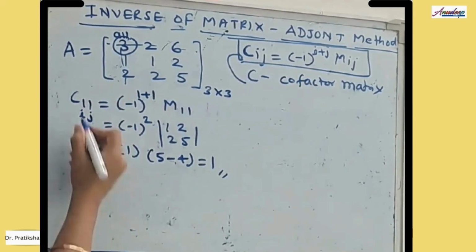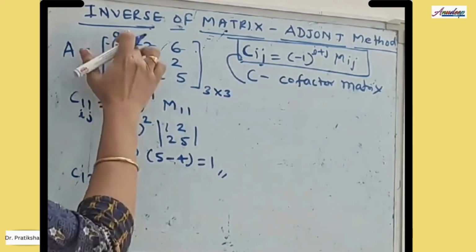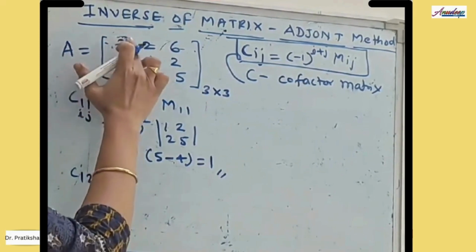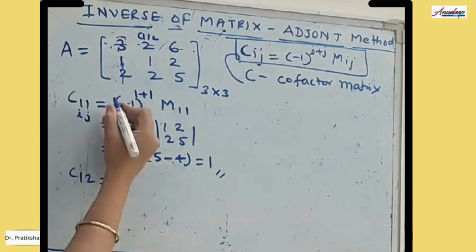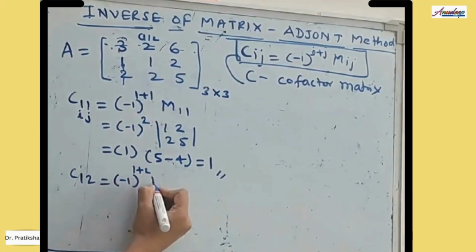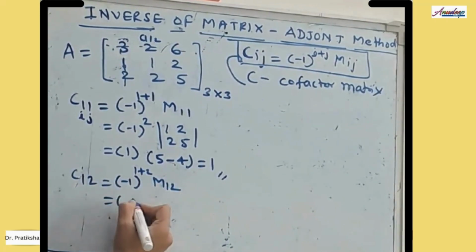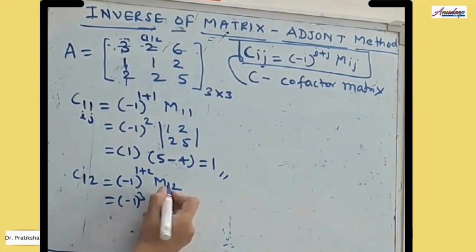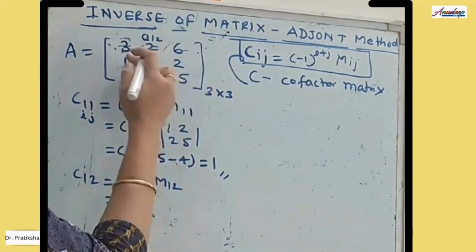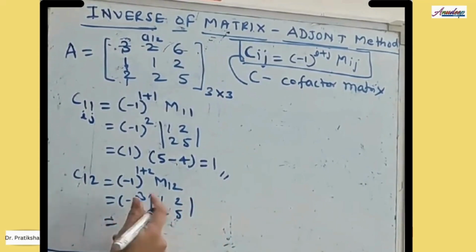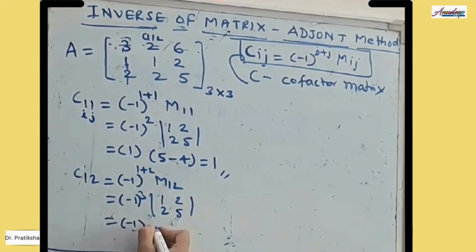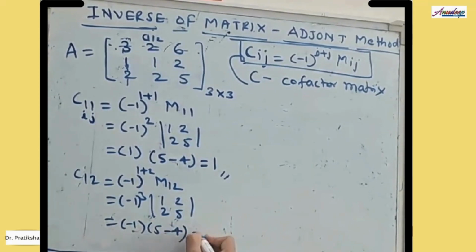Similarly, let us evaluate the second element, C12. Now, for C12, we have to refer to the element A12. So here again the formula becomes minus 1 raised to 1 plus 2, minor of A12. So minus 1 raised to 3. And here it is M12, so here it will be 1, 2, 2, 5. And it is minus 1 raised to 3, that is negative 1. And it is 5 minus 4, giving me again 1, but 1 into minus 1, that is minus 1.